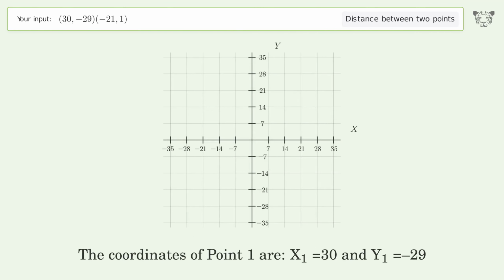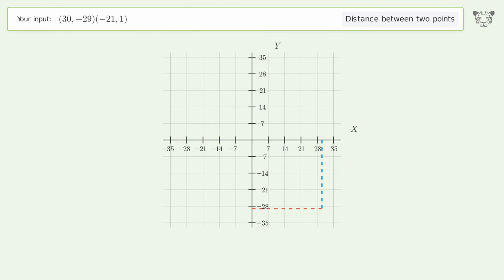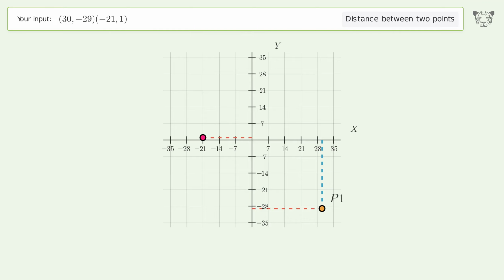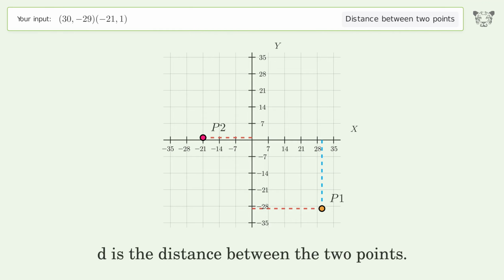The coordinates of point 1 are, x1 equals 30 and y1 equals negative 29. The coordinates of point 2 are, x2 equals negative 21 and y2 equals 1. D is the distance between the 2 points.